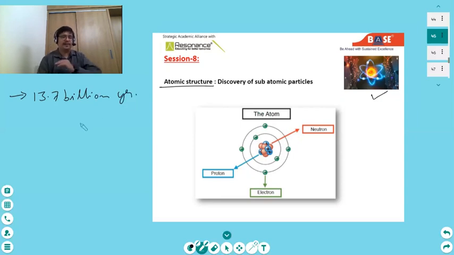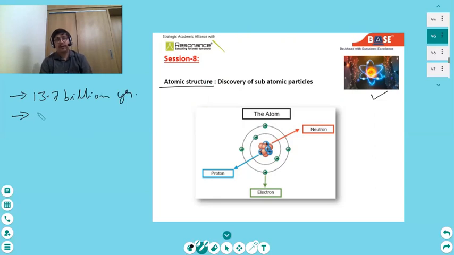It is believed that 13.7 billion years ago, the atom came into existence. And what happened 13.7 billion years ago? It was the Big Bang explosion which took place. It is believed by scientists that this was the first time the atom came into existence. I'm giving you the timeline of the atom, how we moved.